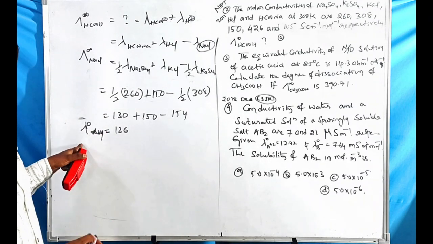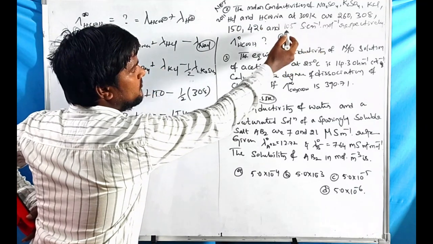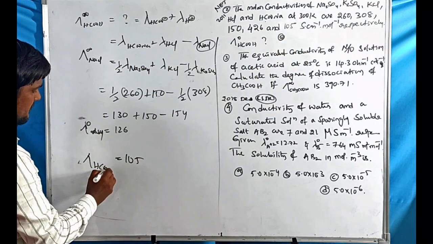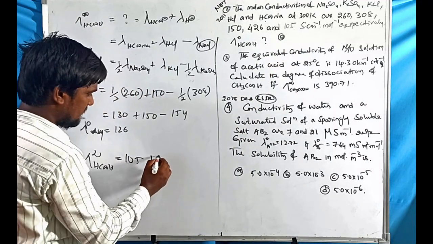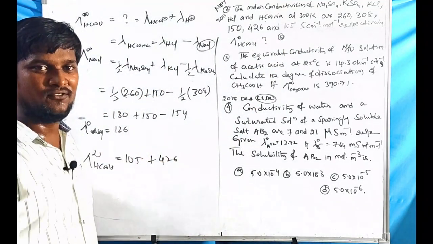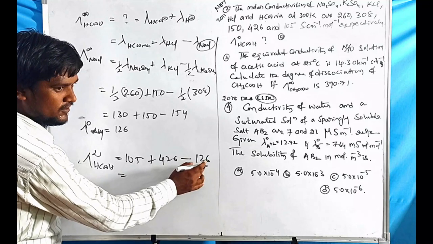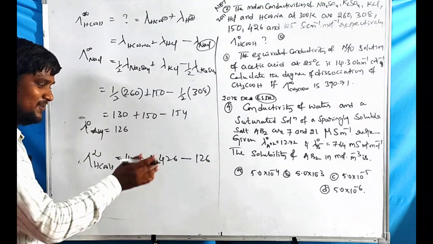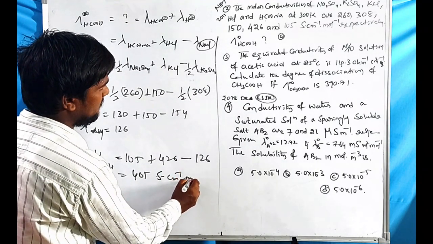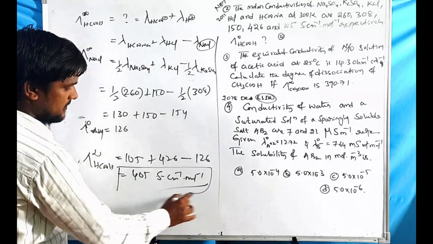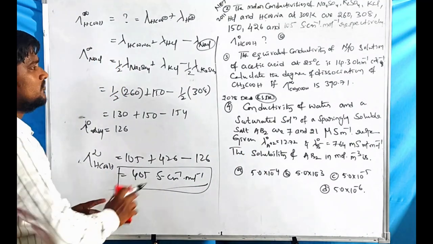After finding the NaCl value, let us subtract those values. The sodium formate value is approximately 105. So for the formic acid value, sodium formate is 105 plus the HCl value, which is 426. Whatever the question, the HCl value is always 426, and in the previous question also it is 426, minus the NaCl value 126. So 426 minus 126 is 300, not approximately, it is the exact value, plus 105 gives 405. The units are Siemens centimeter inverse mole inverse. Among the four options, 405 is correct. So this is the solution of the second question.